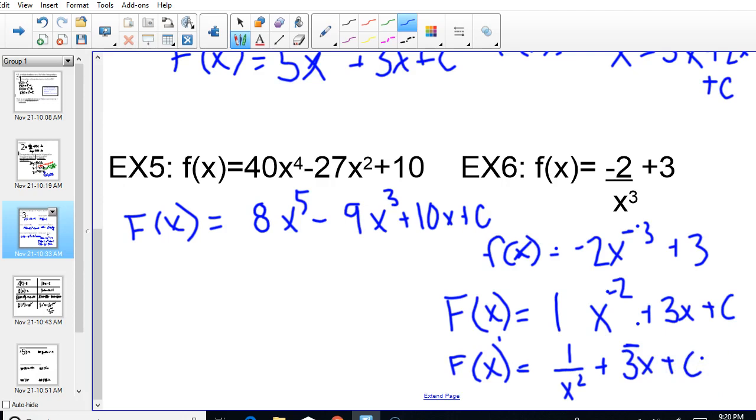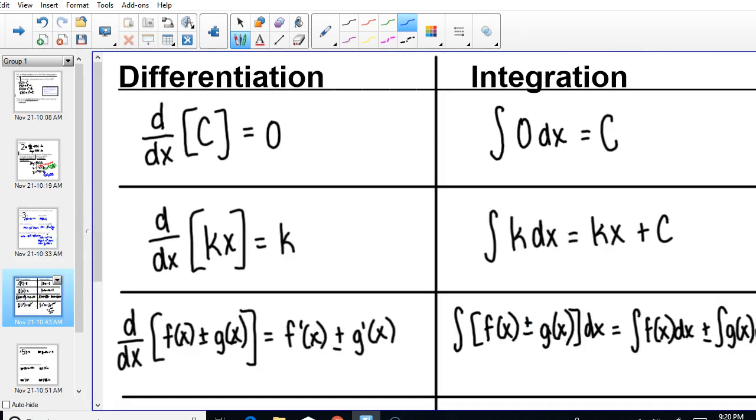Okay, so this brings us to some properties that we're going to look at. In this chart here, I've got these properties lined up with their differentiation and integration. So you'll notice over here that we are taking the derivative of a constant. Anytime we take the derivative of a constant, we get 0. So if we integrate 0, we're going to just get that constant back over here in this section.